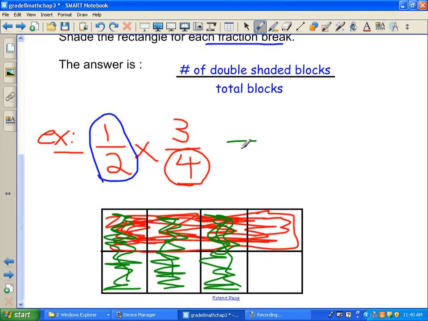Now the answer to my problem is how many blocks do I have altogether when I did 2 slices both ways. 1, 2, 3, 4, 5, 6, 7, 8. I made 8 pieces. How many have both of them shaded in? Both colors shaded in? Well, this one right here, this one right here, and this one right here. Did they overlap? So it's 3 spots they overlapped, so the answer is 3/8.